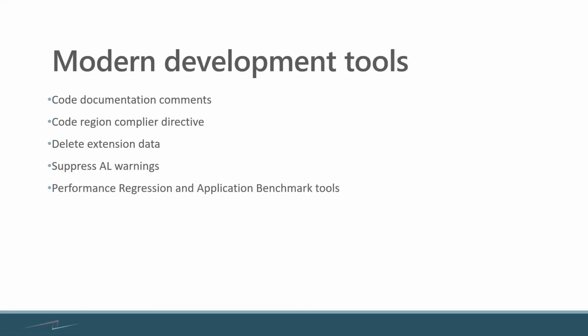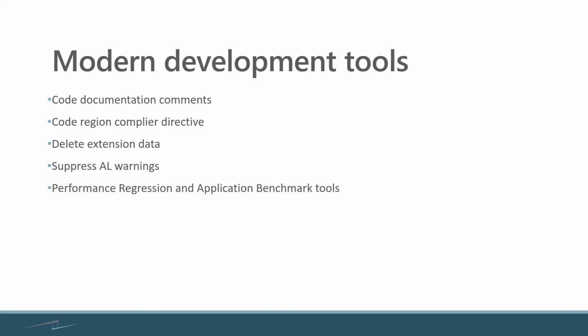Modern development tools. So code, documentation, comments. So if you are a developer, if you're using Visual Studio to build extensions into Business Central, just know there's additional comments. Code regional compiler. So this is about that region and country support availability that we have. So we've got compilers that are just specific to those regions and to those localities.